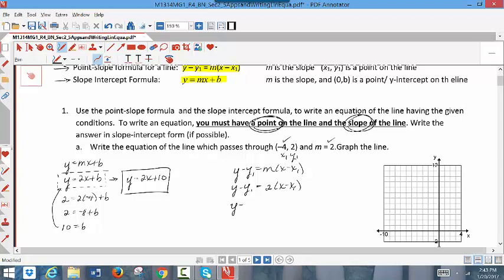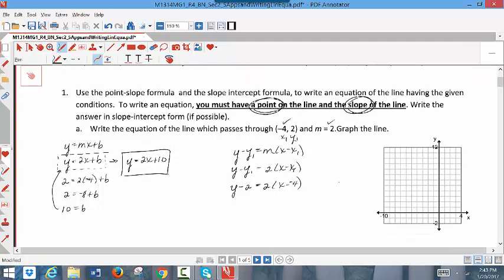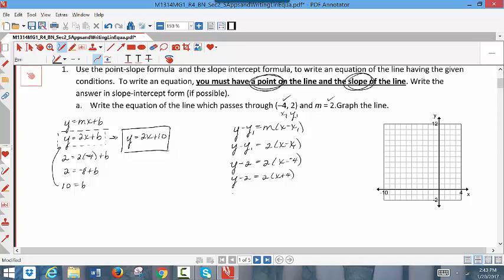So this becomes y minus y sub 1, which is 2, equaling 2 times x minus a negative 4. Now be certain to catch the minus the negative number. So this becomes y minus 2 equaling 2 times x plus 4. Now if I distribute the 2 on the right side, it becomes 2x plus 8. And then when I add 2 to each side, I result in the same linear equation. Okay, so that's both methods. The method on the left is a little shorter, which is probably why I tend to use it.